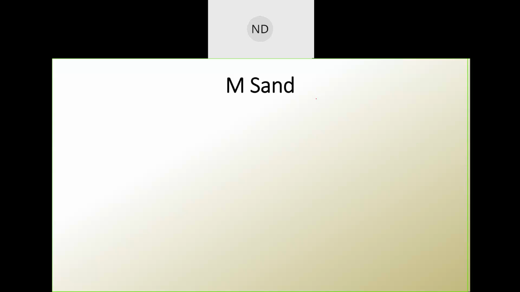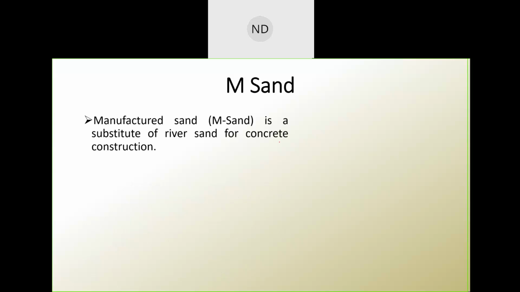Okay. So the next type, the cement is complete. Now the next material which we are going to talk about is your MSN. So what is your MSN? These are your manufactured sand. MSN means manufactured sand, which is a substitute for your river sand for concrete construction.